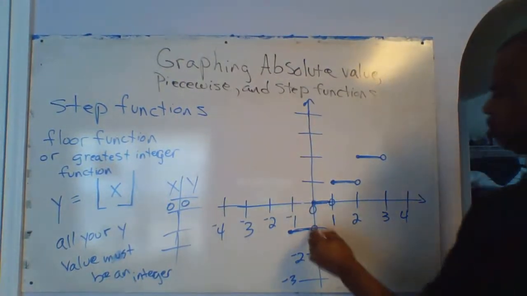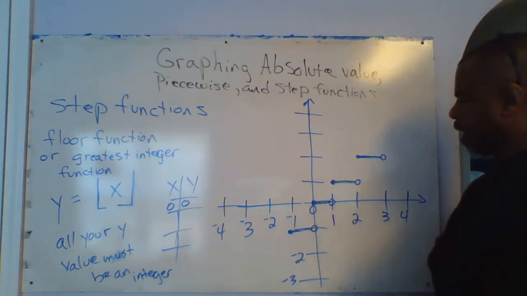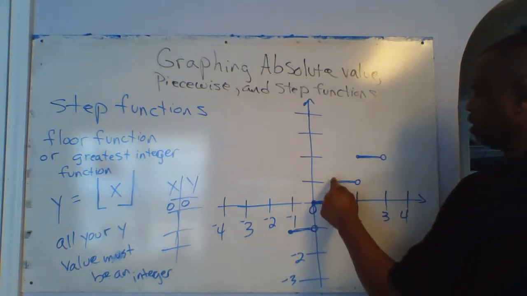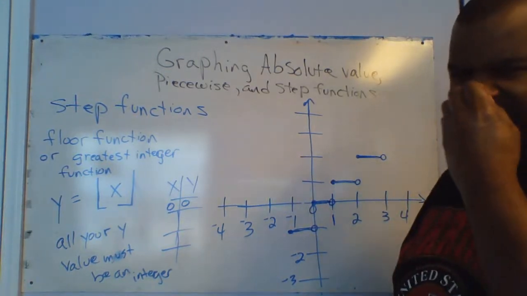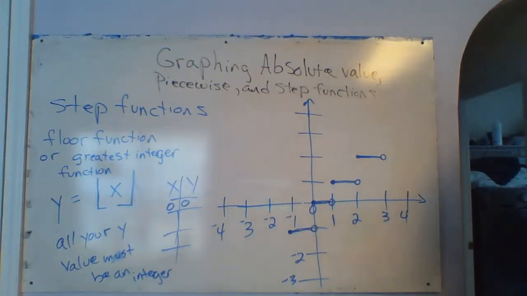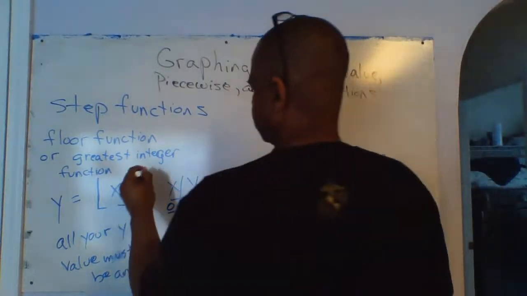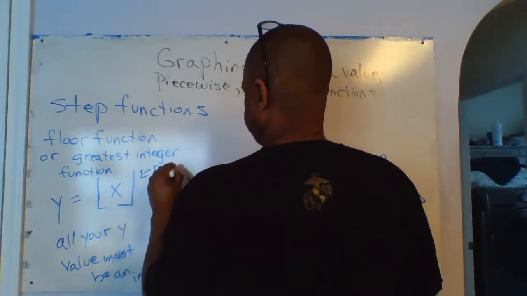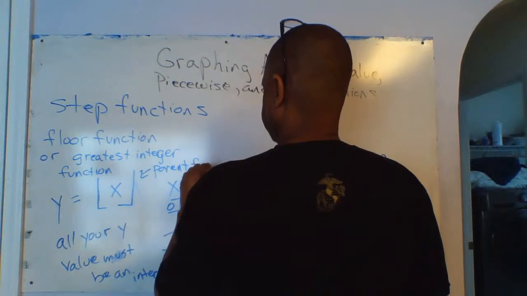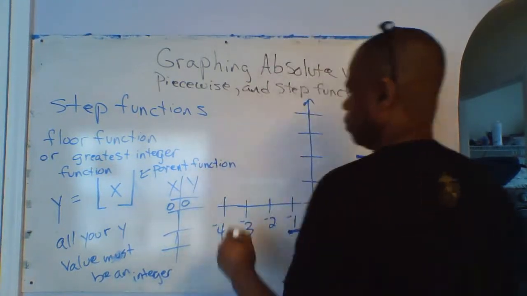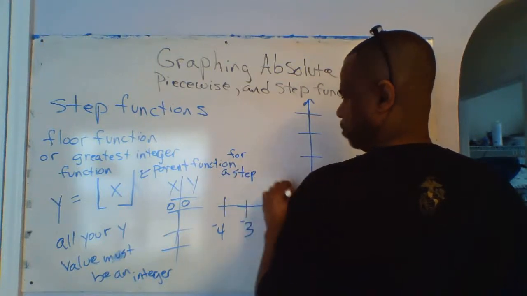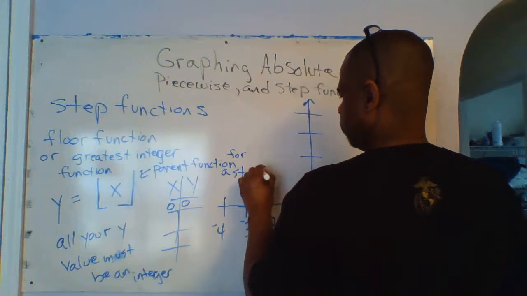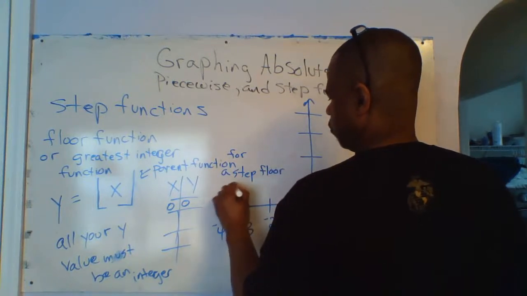So if you think about it, would this be steps if I connect these? If I go here, here, here, here, here, here, so wouldn't that just be steps? So that's why they call it a step function. Oh, and this is your parent function. So this is your parent function for a step floor function.